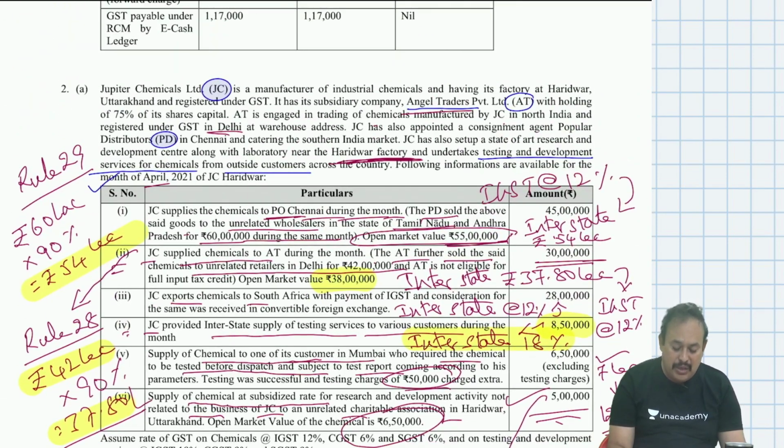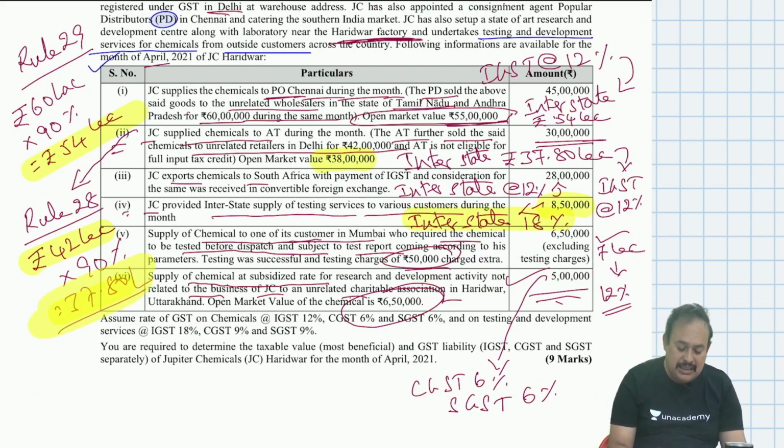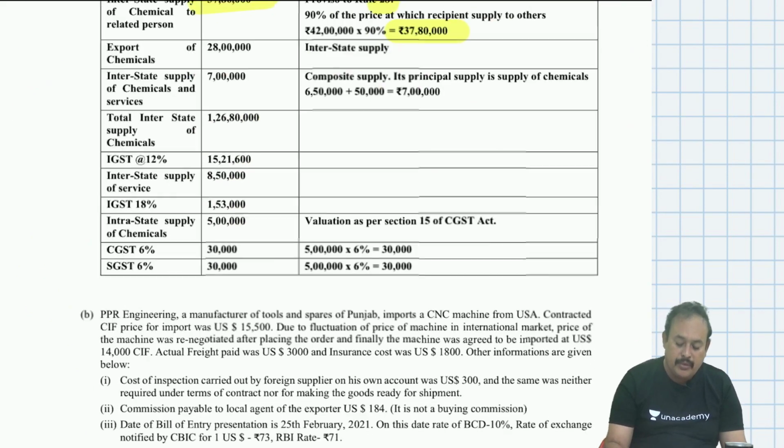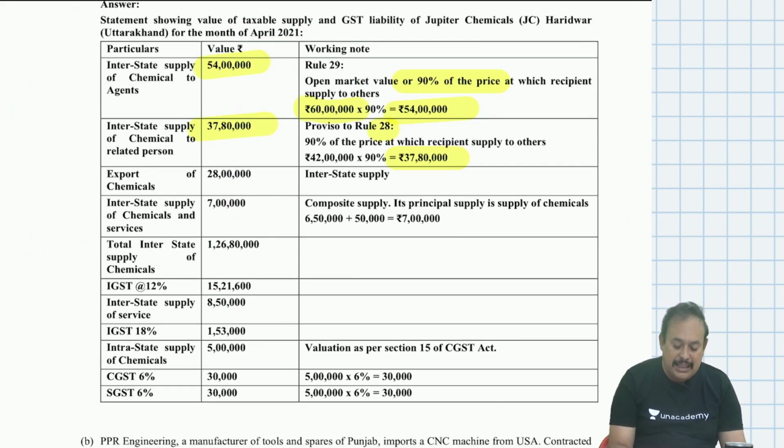So 37,80,000 is the interstate supply. See the same value we got here, 37,80,000. Further, export is the interstate supply, 28 lakhs. Interstate supply of chemicals along with the testing, composite supply, principal supply is chemical, total 7 lakh is interstate supply. Total interstate supply 1,26,80,000, on which IGST 12% is 15 lakh 21,600.